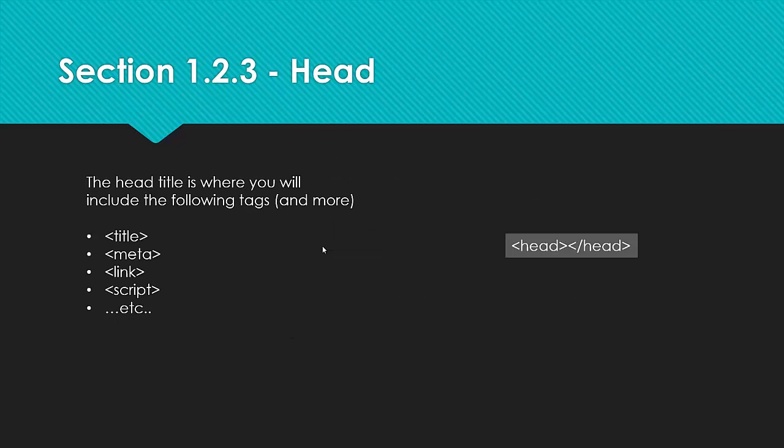The head is where you will include the following tags: title, meta, link, and script. So the head tag is pretty much the most important part of your page. This tells the browser what to do with your elements and what to do with the page. This is also a very important section for your SEO content, which is search engine optimization. This is basically what ranks you on Google, or any search engine, not just Google, and makes you come up under certain searches.